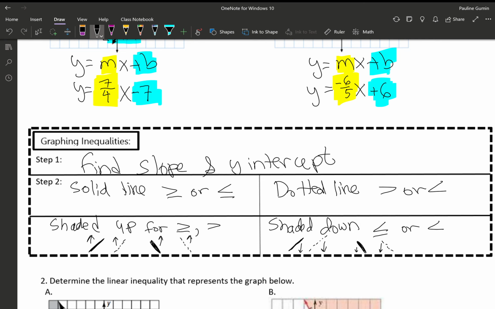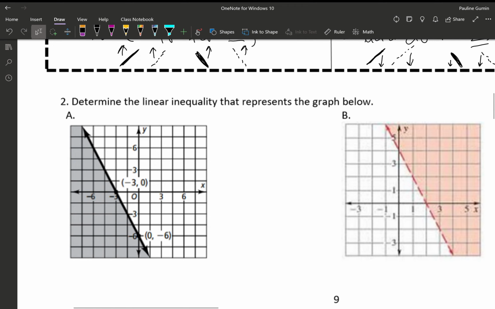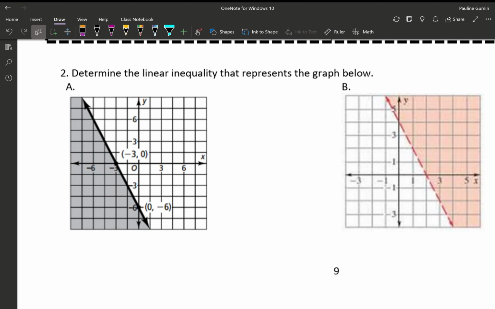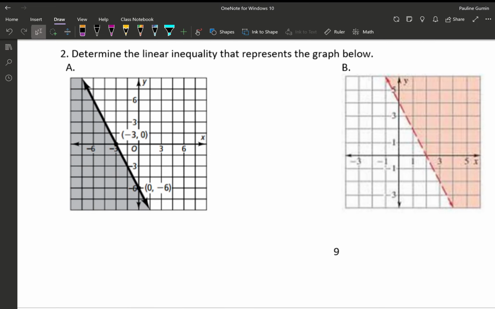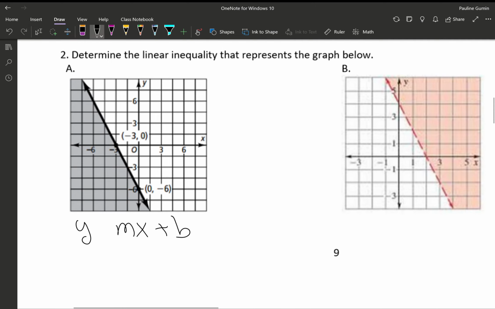All right, let's apply all those rules we just wrote down. So here in 2a, we need to begin with step 1, which is finding the y-intercept and the slope. So y, we have mx plus b. I'm not writing in equals because I don't really know what symbols should go there yet. All right, first, our slope. Oh, here we have 2 perfect points. Let's do this. We're going to go down 1. Oh, it's going by 3s. Okay. So we're going down 1, 2, 3, 4, 5, 6. Down 6. And to the right, 1, 2, 3. Beautiful.